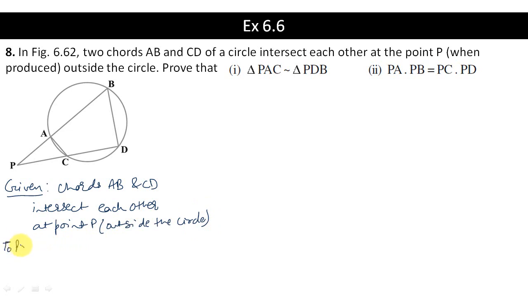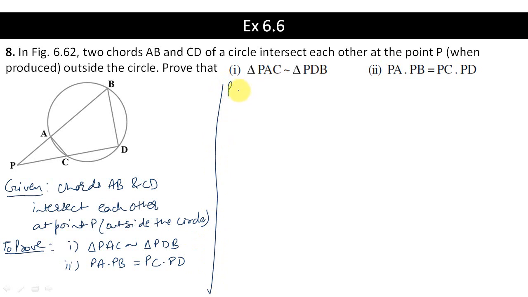And we need to prove first part, triangle PAC is similar to triangle PDB, and second part, PA multiplied by PB is equal to PC multiplied by PD. So first of all, we'll prove that these two triangles are similar, and this expression we'll get by CPCT. When we multiply the proportional sides, we'll get this. PA multiplied by PB will be PC times PD.